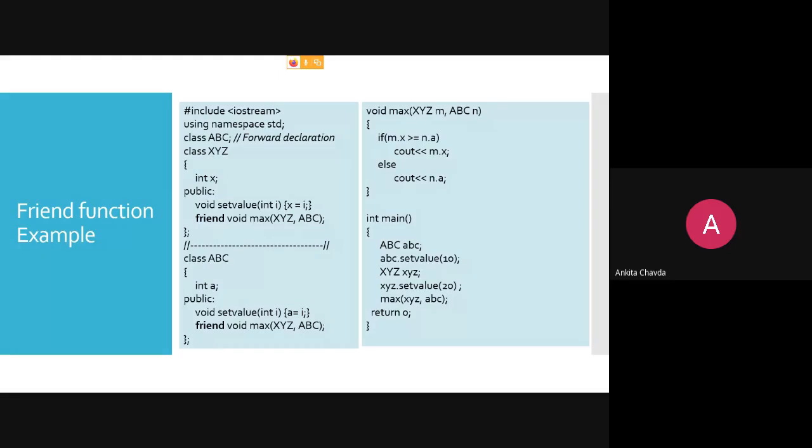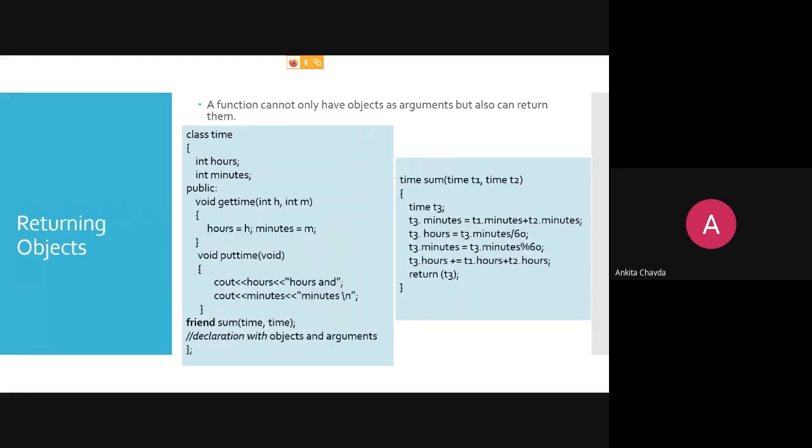And here I'm creating the object of the ABC class. Here I'm creating the object of the XYZ class. I'm setting both the values, 10 and 20. And now I'll call max(xyz, abc). I'm not using any object over here for calling my friend function, right? That is the first rule. In a friend function, whenever I'm calling this function, you don't have to use any object name, because that is not the private property of XYZ or ABC. It is a normal function. So you can call it like this. And we have seen the output also for this. Now the next topic is returning the object.